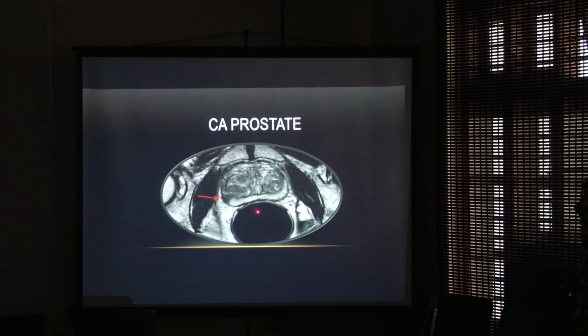CA prostate: for staging, MRI is the investigation of choice. This is the central zone and the transition zone of the prostate, hypertrophied. The white is the peripheral zone, and we can see a small hypo-intense, dark lesion here with extracapsular extension. The thin layer is the prostatic capsule. This is a case of CA prostate.